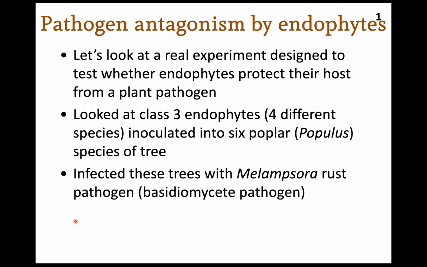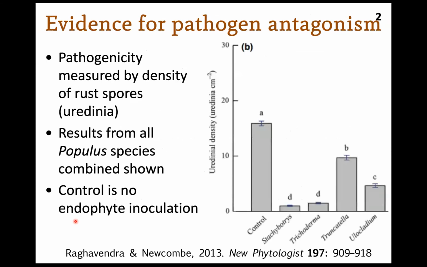Their fungal pathogen was something called Melampsora, and this is a rust pathogen. Rust pathogens are pathogens you might have heard of that affect a wide variety of plants. They're famous for being devastating crop pathogens. Rusts come from a group of Basidiomycetes, so they're a Basidiomycete pathogen, and you may learn more about rusts later on in this course. They were interested to see whether these endophytes inoculated into these trees provided protection against this Basidiomycete rust pathogen that they introduced.